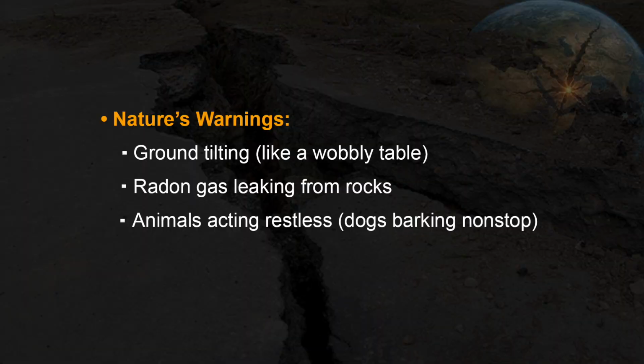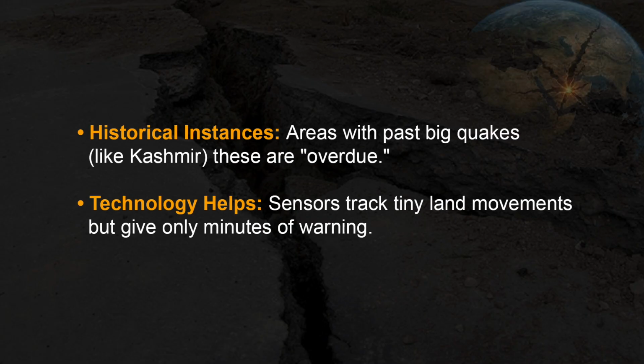Scientists can't predict earthquakes like weather, but they watch for hints. What are these hints? The first one is nature's warning: ground tilting like a wobbly table, random gas leaking from rocks, animals acting restless, dogs barking non-stop. Another is historical instances: areas with past big quakes, like Kashmir, are overdue.